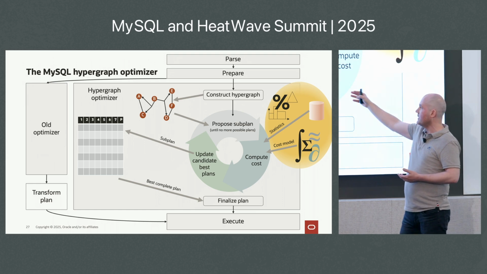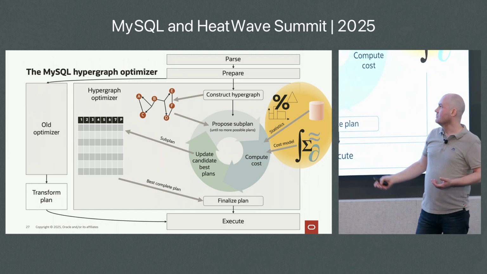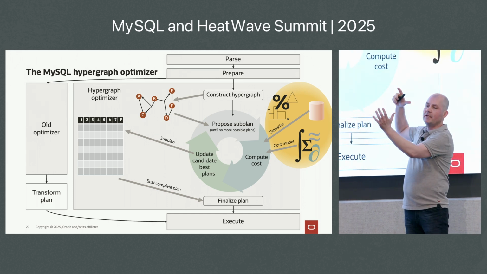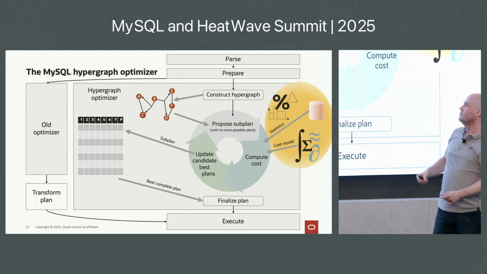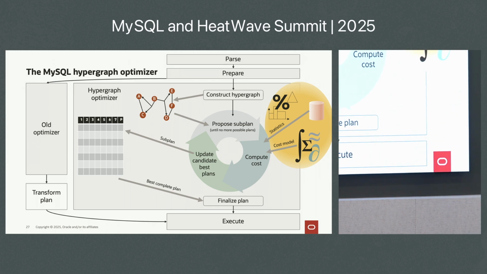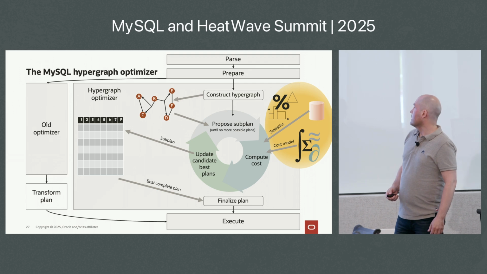And as we do that, we maintain a list of the best plans we've seen so far. So the best plan for each sub-part of the query, and in the end we will have the best plan for the entire query. It just grows and grows to bigger and bigger plans. Then we do some final touches, and then we execute the whole thing. That's basically what it looks like.